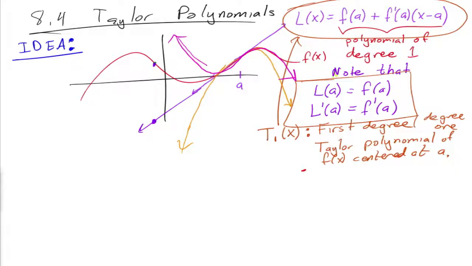Okay, so let's set this up. So I'll actually go up here. Okay, so we'll start with, so we already know T1. So let's say we want to find T2 of x. So this would be called the what? Second degree Taylor polynomial. T2 of x for f of x centered at a.